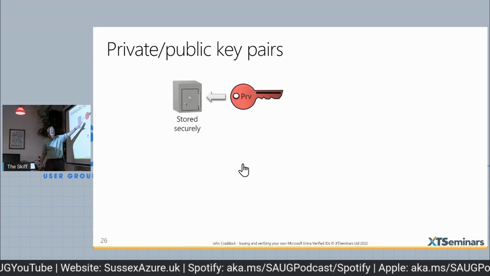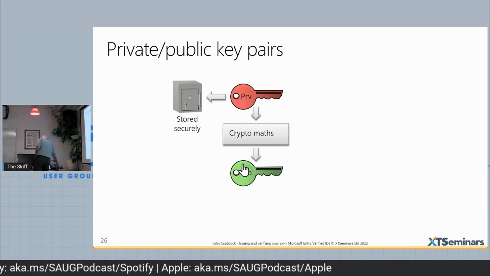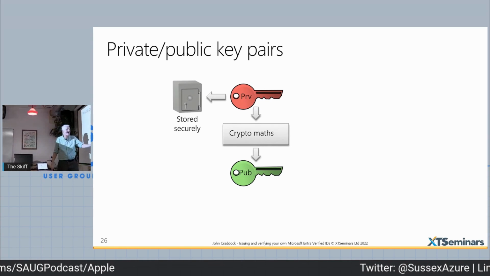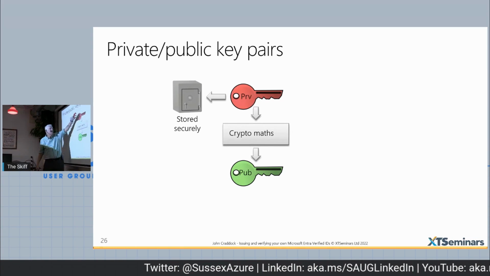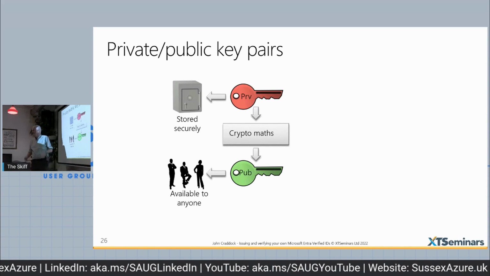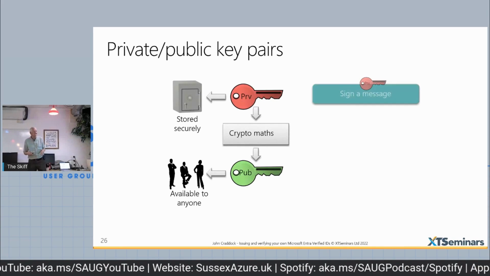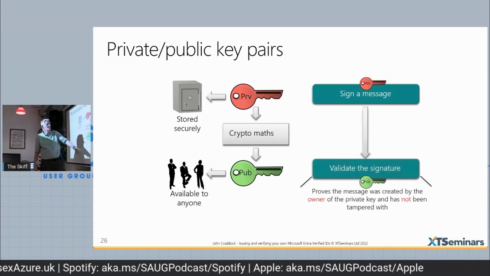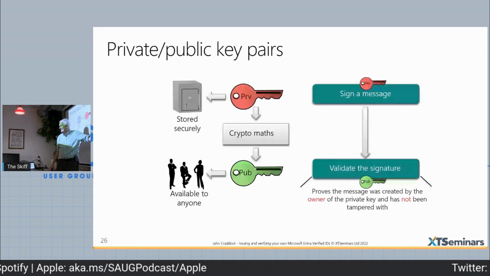And then from the private key, we generate a public key. If you take the public key, you cannot reverse it. You cannot find the private key. So the private key is generated the once, and from that, the public key is generated. The public key we give to anyone that needs to verify when we sign something. So we take a message and we sign it using the private key. That we give to someone and they can validate the signature using the public key, right?